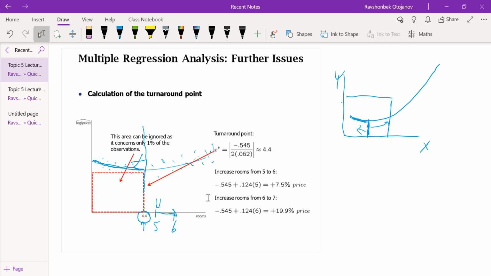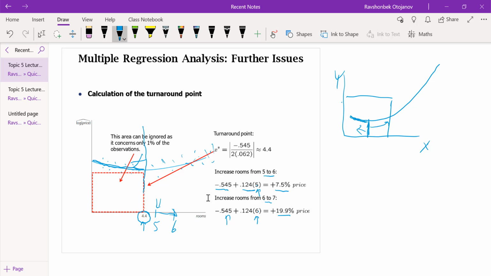So let's look at this example here. Here is the beta 1, here is the beta 2, and the initial value is 5. When we increase the rooms from 5 to 6 in our house, what happens to the price? Well, price increased by 7.5% apparently. Now, what if we increase the space of the house by adding one more room, from 6 rooms to 7 rooms? In that case, the beta 1 stays the same. We just simply replace 5 here with 6, and that gives us an even higher price increase.